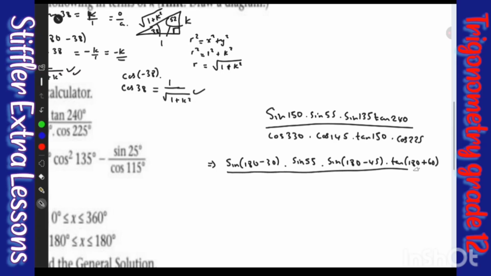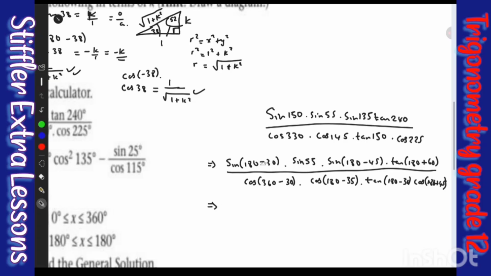So this all over cos 330, we know that this becomes cos of 360 minus 30. Cos 145, this is cos of 180 minus 35. Tan 150, this is tan of 180 minus 30, and lastly cos 225, this is cos 180 plus 45. Right, so what do we do next?